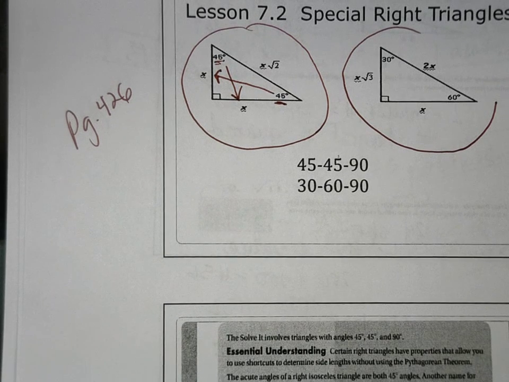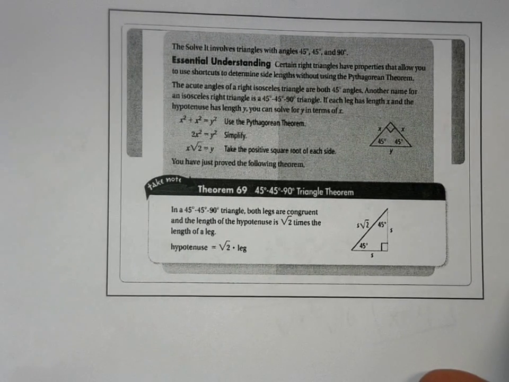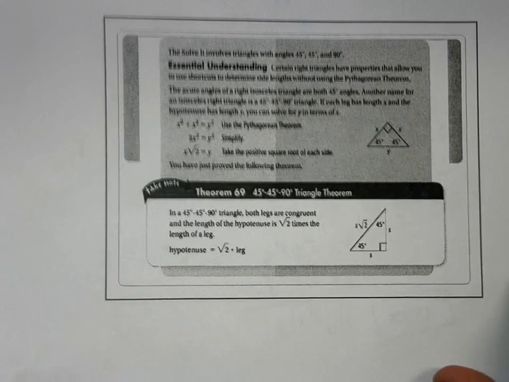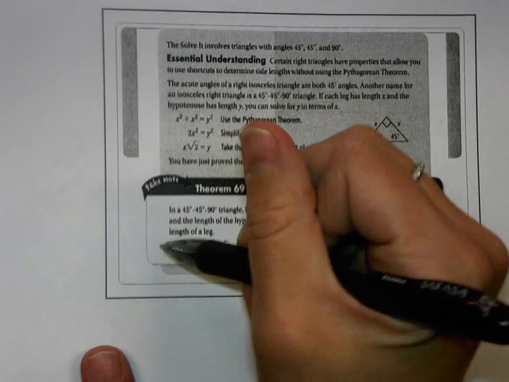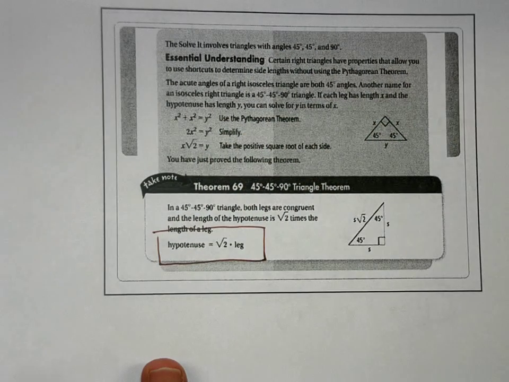And then we're going to start working through some problems. And obviously some of them might be slightly more complicated. So still on page 426, it has the essential understanding. One thing that it's good to know is that your hypotenuse equals root 2 times your leg.